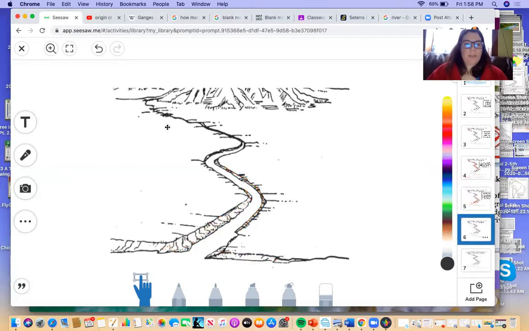We also, just like up here, we had the upper part, we also have the lower part of the river. Oop. And that's going to be right here.